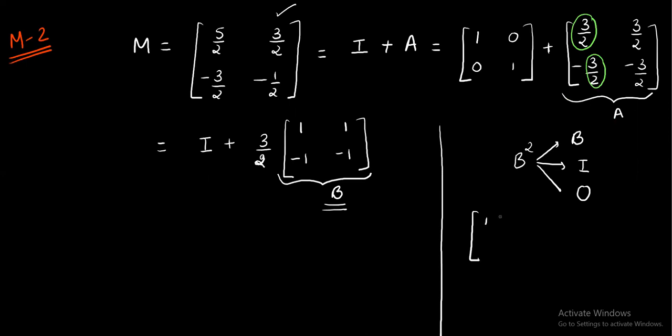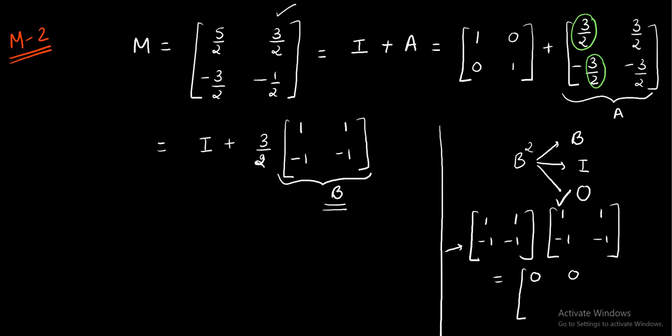Matrix B multiplied by itself. Taking the row by column multiplication, what we are getting here is first row, first column 0. First row, second column again gives me 0. Second row, first column minus 1 plus 1, 0. This also turns out to be 0. So B square is a null matrix.